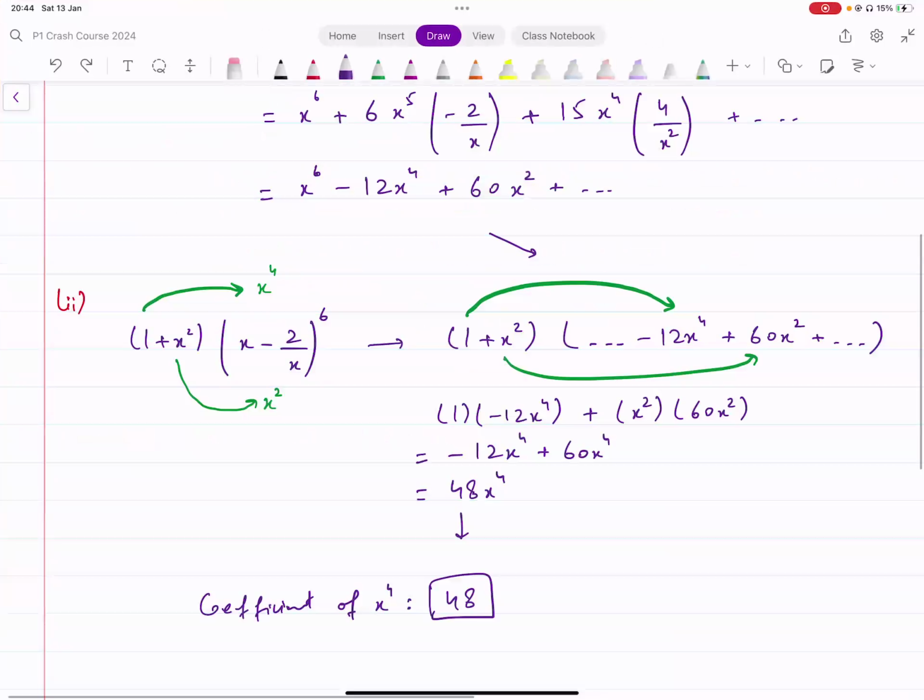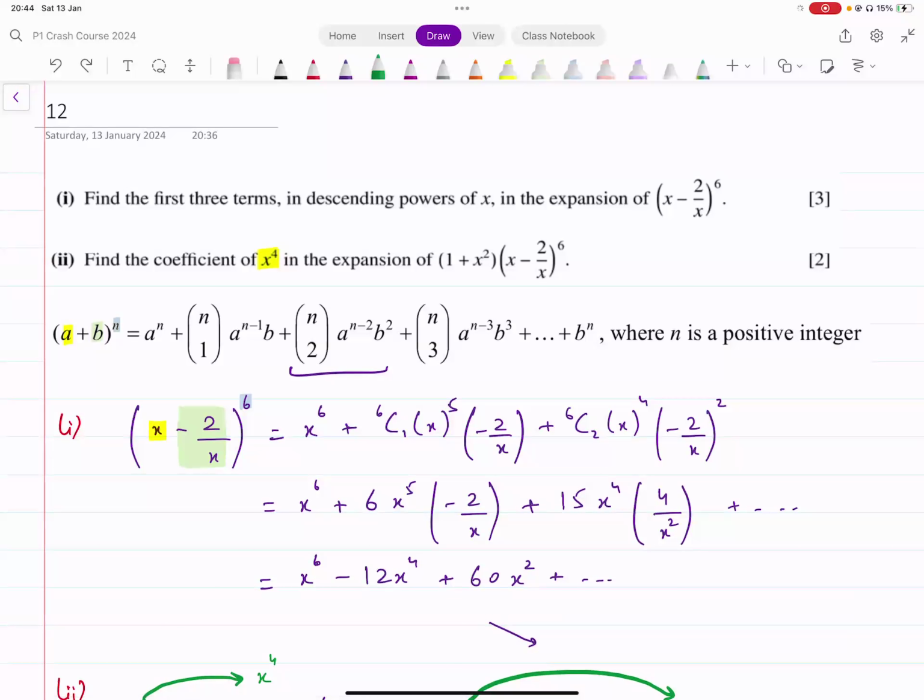In questions, they would sometimes say ascending, sometimes say descending. You don't have to worry about that. You will just expand it like you normally do, and you would automatically get that order. Whatever they have said, you would automatically get that from your expansion. So in this case, you get descending powers automatically like this.